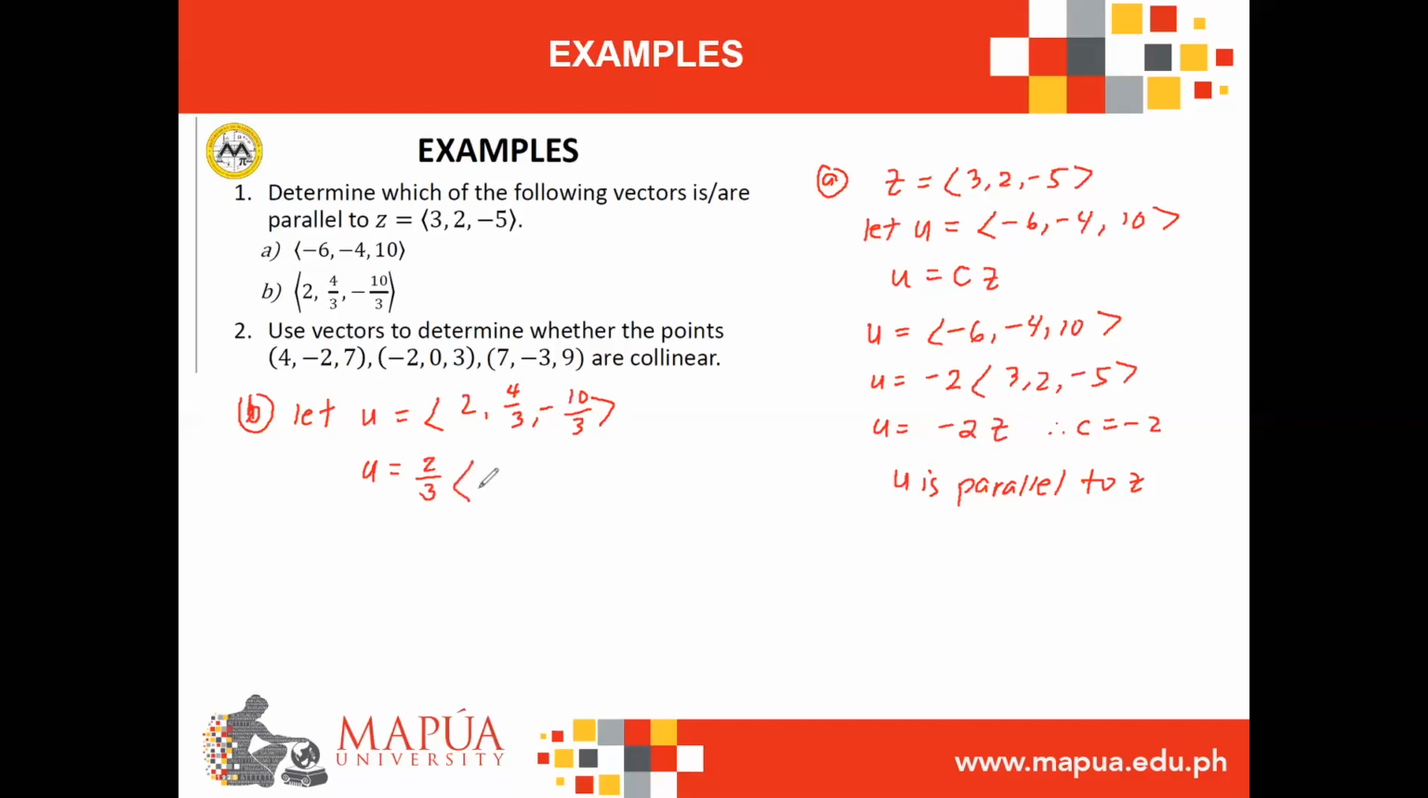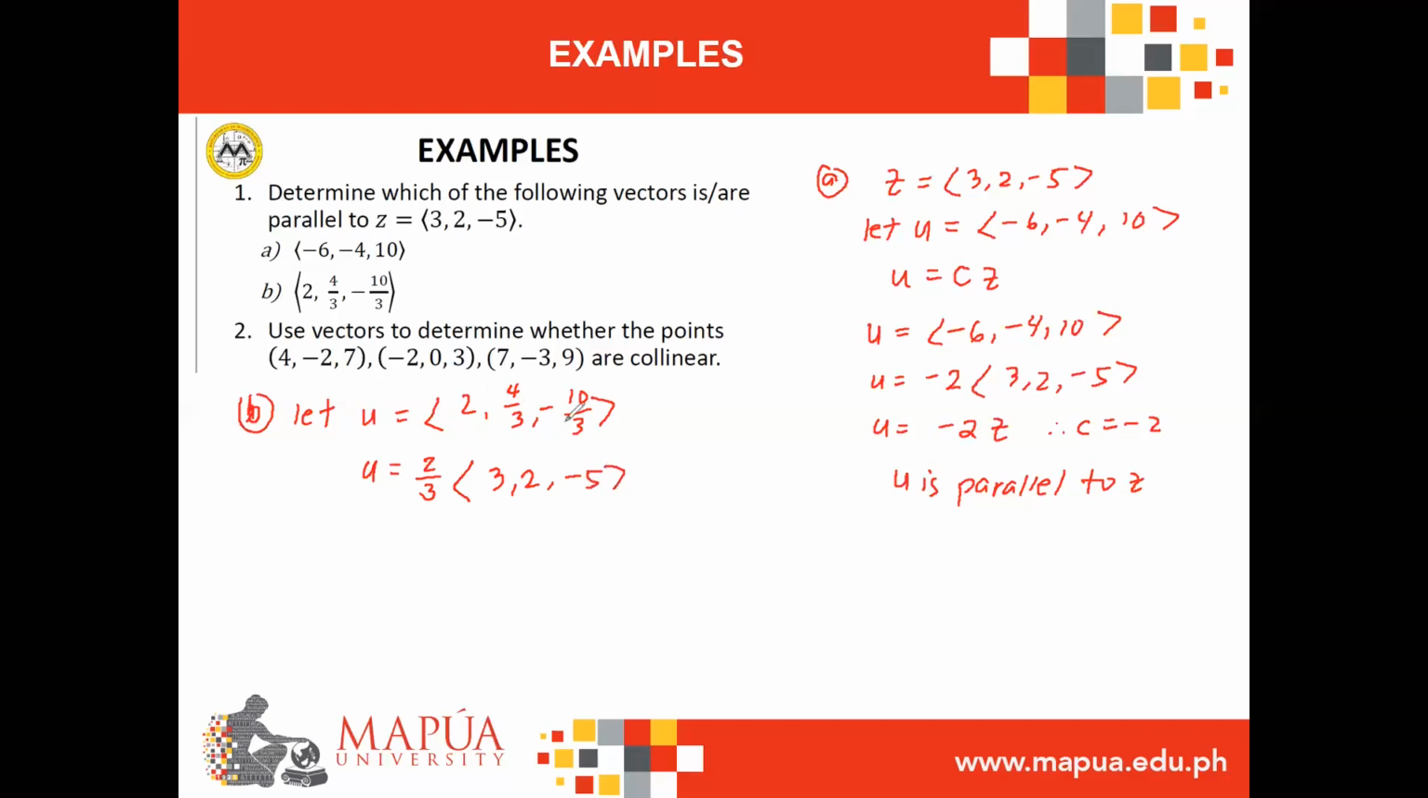Then obtain now the components of your vector U multiplying with 2/3. So you divide again the original component of your vector U by 2/3. So we can have this as 2 divided by 2/3, that will be equal to 3. 4/3 divided by 2/3 that will be equal to 2. The -10/3 divided by 2/3 that will be equal to -5.